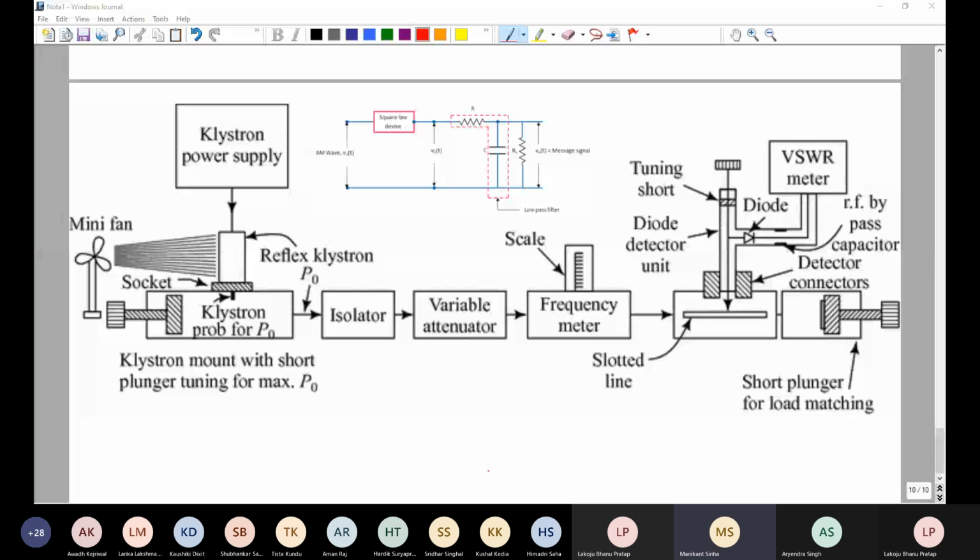Yeah, Bhanu has also shown how this detector part works. So you have that square law device, which is actually the crystal diode, followed by a low pass filter. Okay, so you will finally get the message signal.